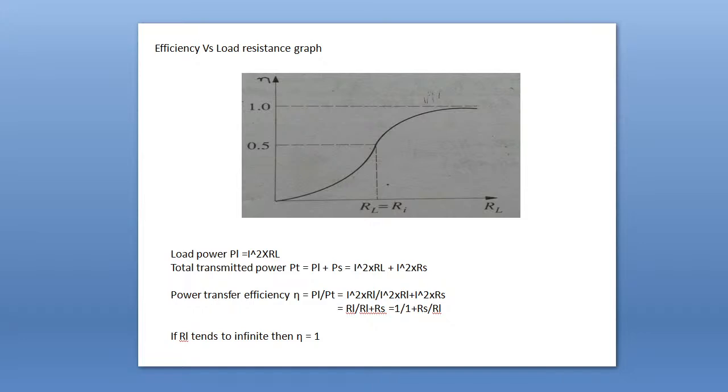And why does load resistance equal infinity? Because you see, power transfer efficiency is 1 by 1 plus RS by RL, and this curve does not reach or meet 1, because when RL equals infinity, then eta will be equal to 1. That's why there is a space between this line, which indicates 1, and this curve. When RL equals infinity, eta will become 1.